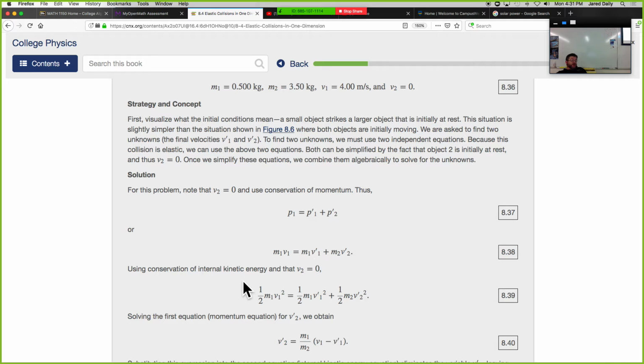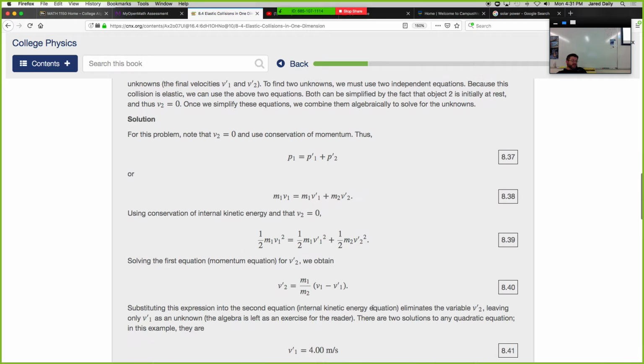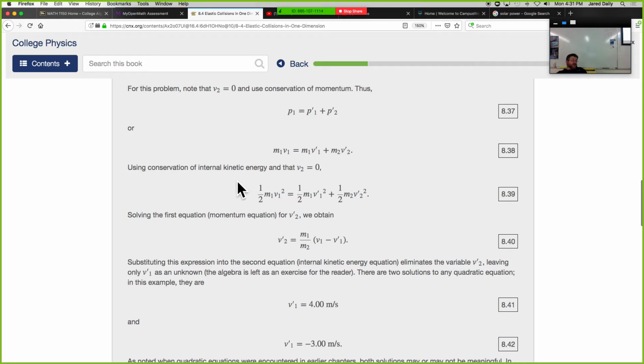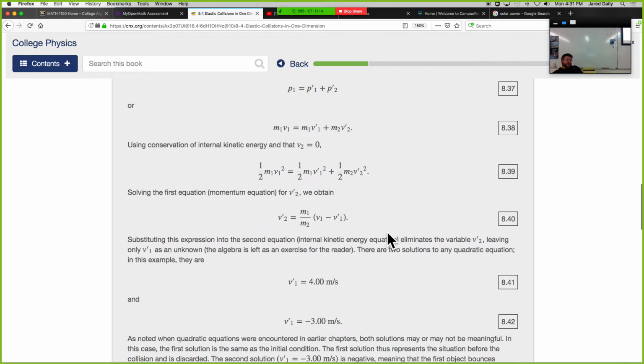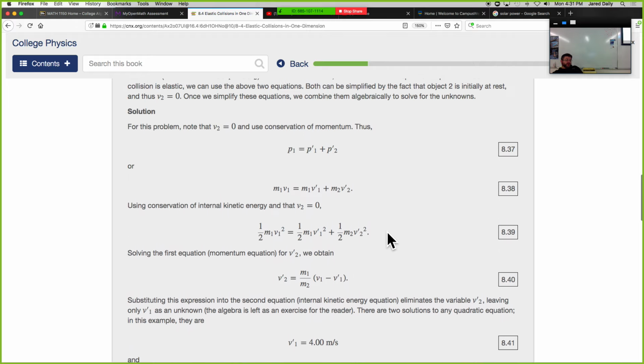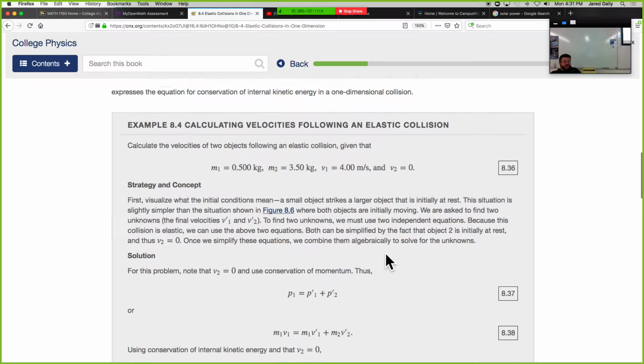Now, the second equation we need to solve is the conservation of kinetic energy equation. So there's kinetic energy in the first car to begin with, but none in the second car. There may be kinetic energy in the first and the second car at the end. We know what's happening in the end because they told us, but maybe one of them could stop. That's entirely possible. So what they're going to do here is try to solve these two equations to get the answer they're looking for.